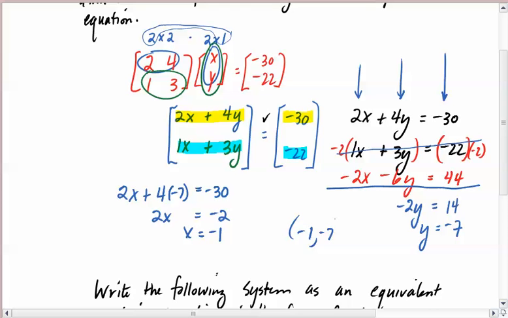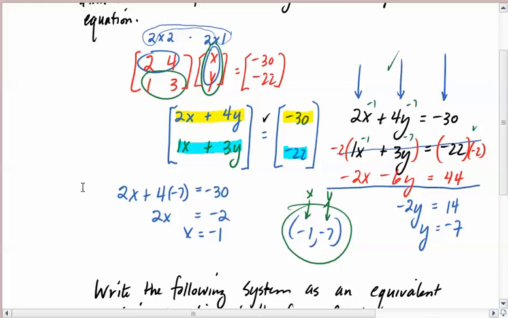Now let me go ahead and make sure that that really does look correct. I'm going to put this back in the x and this back in the y, just visually. Have negative 1 there, and I have a negative 7 there. So that's negative 2 plus negative 28. Check. Let's put it in the next one. Negative 1 there, and that's going to be a negative 7 there. So I have negative 1 minus 21, and that's negative 22. Check. Okay, so doesn't take long to double check myself there.